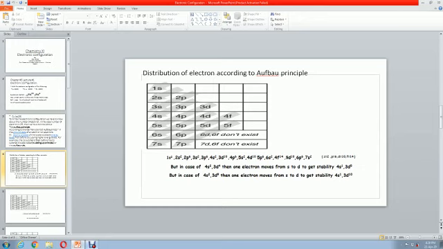Here subshell s holds 2 electrons, subshell p consists of 6 electrons, subshell d consists of 10 electrons, while f consists of 14 electrons.